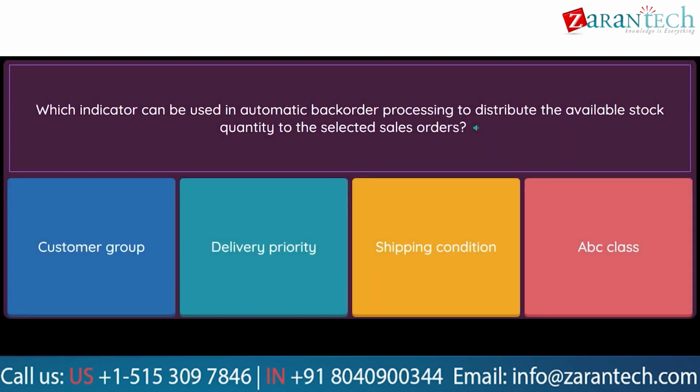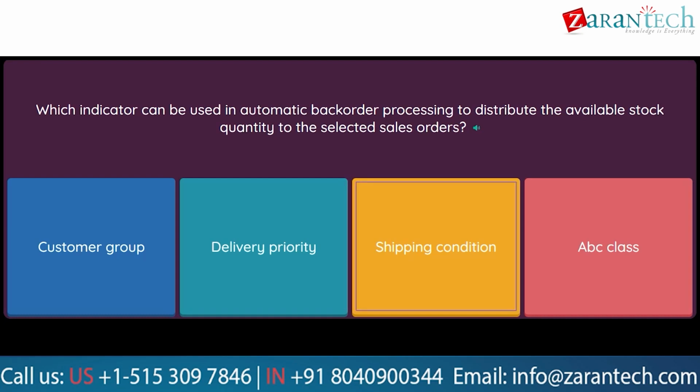Question: which indicator can be used in automatic backorder processing to distribute the available stock quantity to the selected sales orders? Option 1, customer group. Option 2, delivery priority. Option 3, shipping condition. Option 4, ABC class.